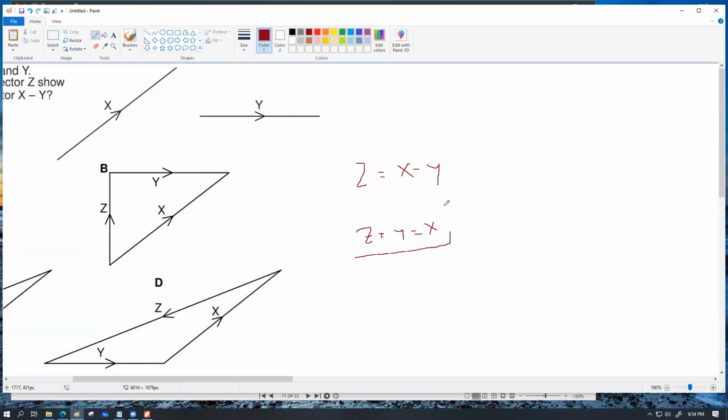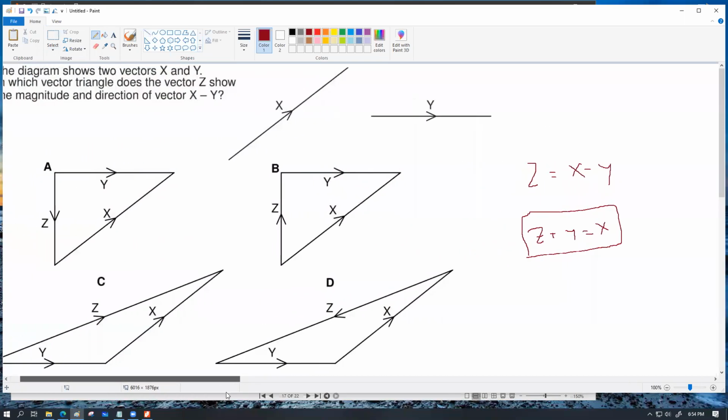You are trying to find this figure. This is easier for you to process. Now have a look. Which figure shows you this? B. Can you all agree now that the correct answer should be B?